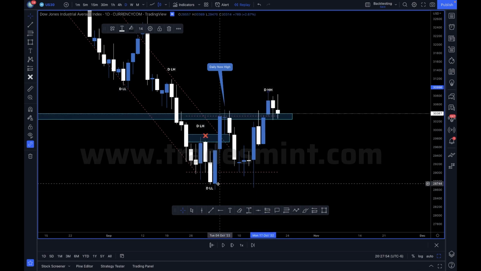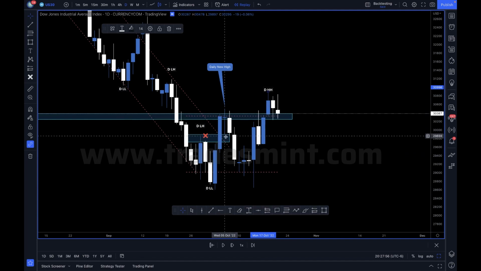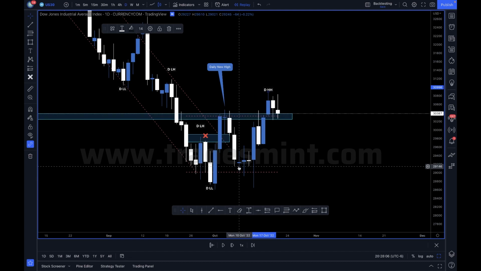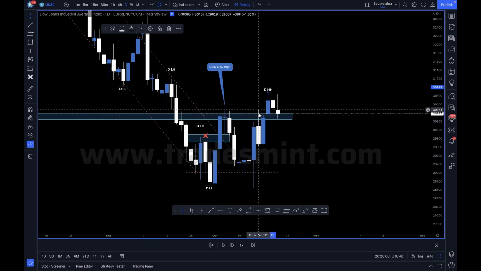So price came here, big bullish engulfing, almost a dragonfly doji here, but that momentum was consumed and there was too much sell pressure here, so it pushed it down. Price came up again, too much sell pressure, pushed it down.